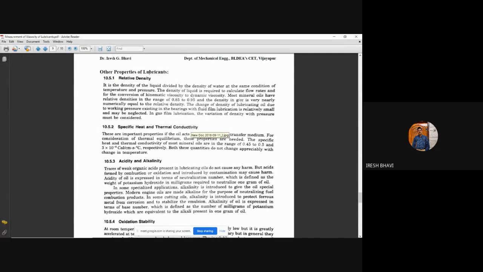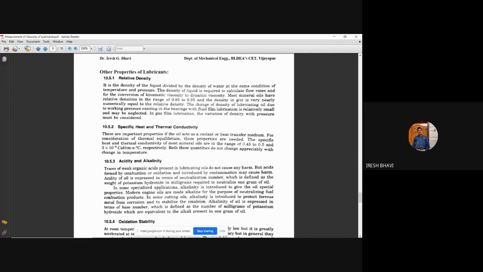So it will cool the bearings and shafts. When the lubricating oil is continuously flowing, if the thermal conductivity of the lubricating oil is very high, then what happens? It will quickly absorb the heat from the bearing parts. Heat absorption will be at a very fast rate. If thermal conductivity is high, then better cooling of the bearings can be achieved.